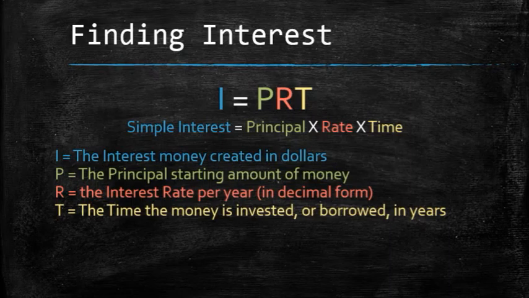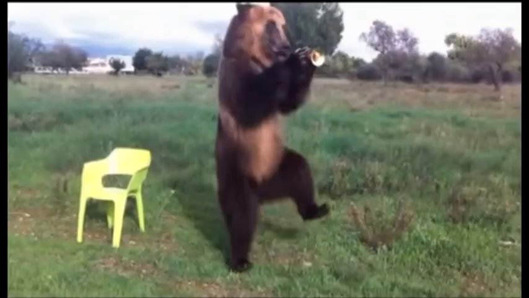The rate is the interest rate that will be given to you as a percentage, and this needs to be in decimal form, so we will convert that just like we did when we first learned about this. We'll make sure that our percentages are in decimal form when we're using the I equals PRT formula. And finally, T is the time that the money is invested or borrowed, and this must be in years. So remember, if you have something in months, just put it over 12 and you will be able to get the correct calculation.